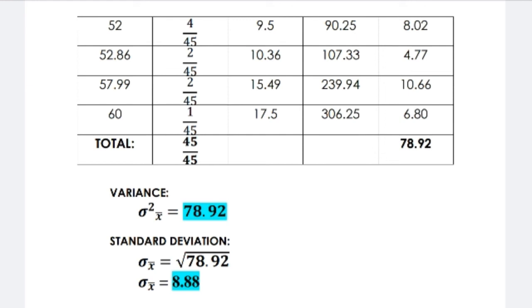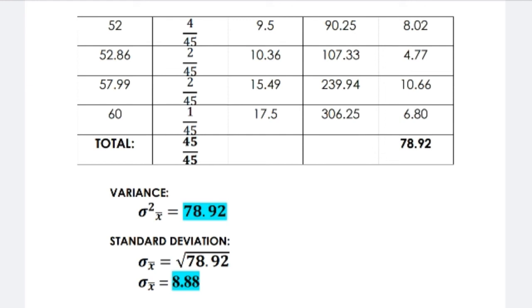The next sample mean is 57.99 with a probability of 2 over 45. 57.99 minus 42.5 is 15.49. And the square of it is 239.94. 2 over 45 times 239.94 is 10.66 hundredths.